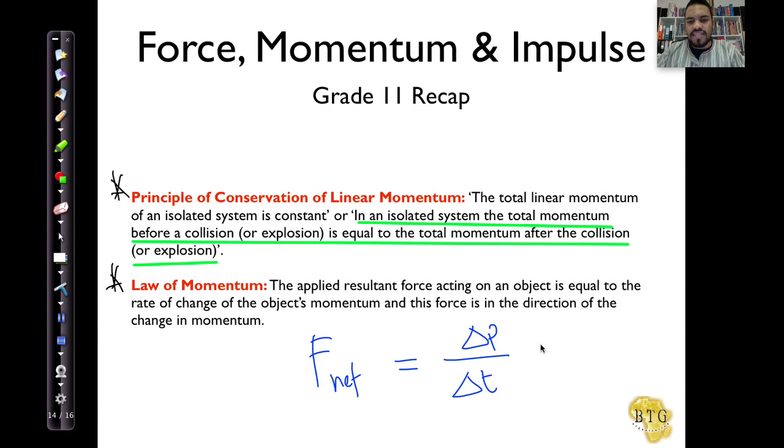Okay, so this says the following. Sorry, my bad. Where was I? F net delta T equals delta P, or F net is equal to delta P over delta T. That gives you this thing over here. This here we consider the law of momentum.